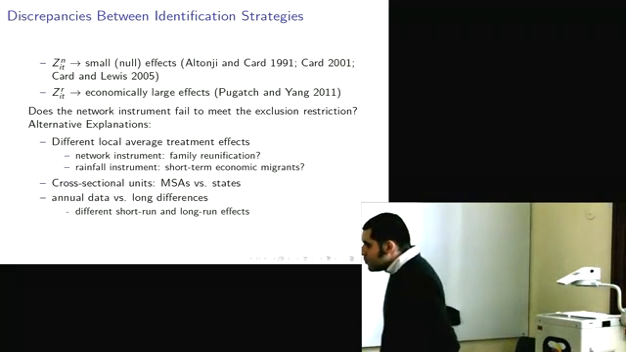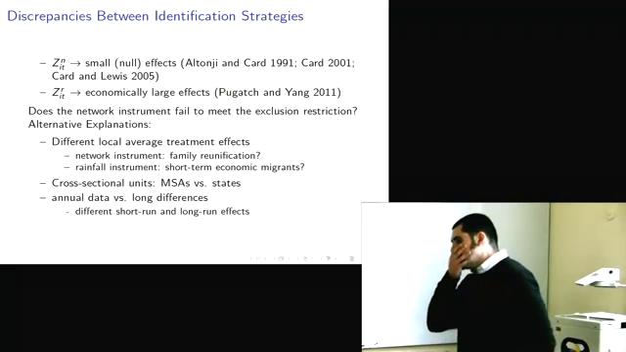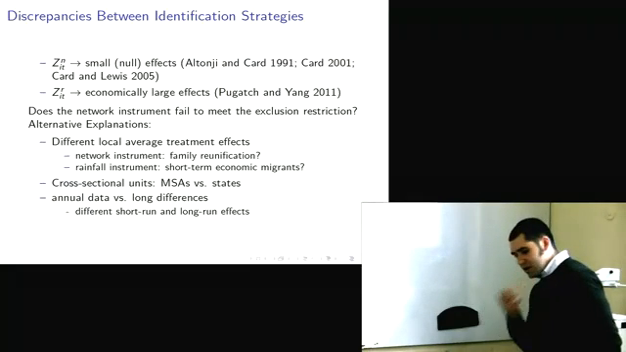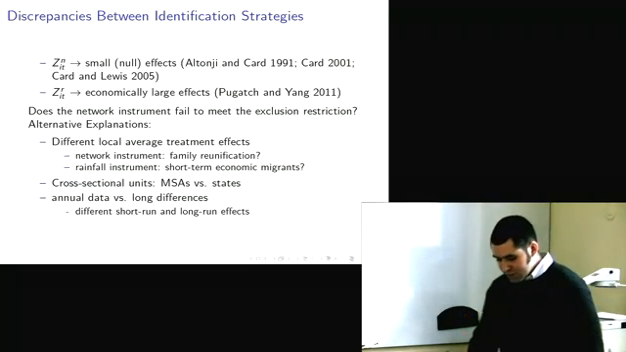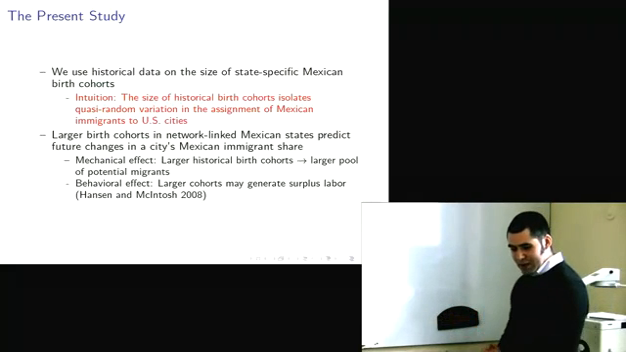So let me just ask a quick question. You gave the two economic stories for the Card instrument and for Pugac and Yang. So what's your economic story? Your timing is absolutely impeccable. I'm about to get to that on this slide.